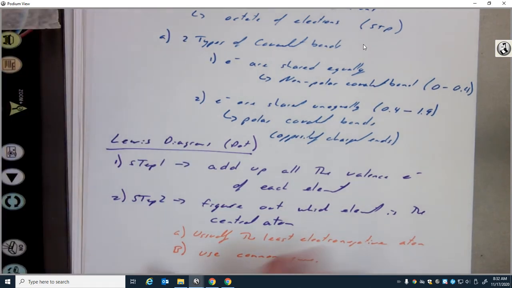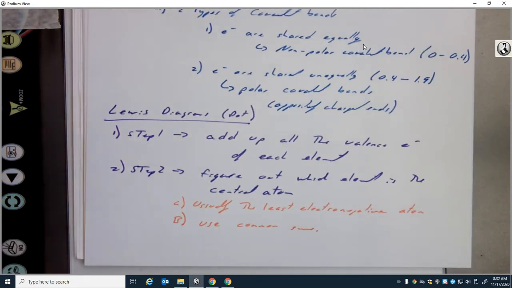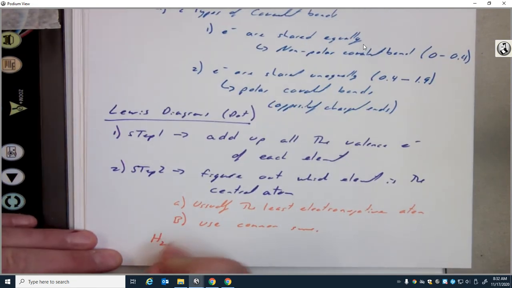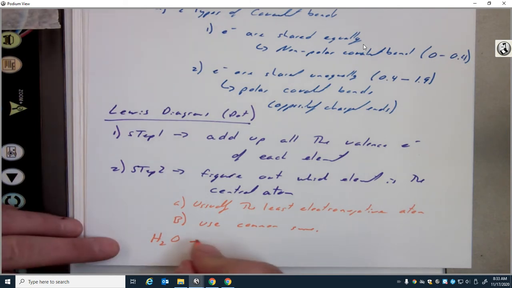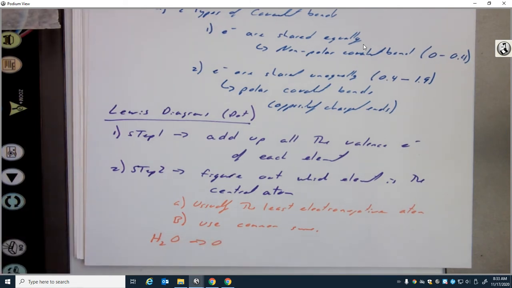For example, if I have H2O, either one of the hydrogens or the oxygen has to be in the middle. In this case, we only have one oxygen, so the hydrogens are probably on each side. So my oxygen would be my central atom. That's what I mean by use common sense.